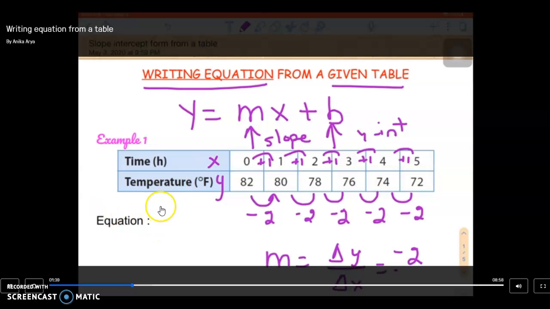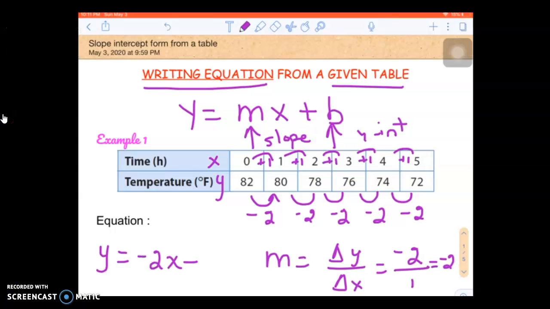Now I know that when a number is over 1, I don't actually have to write that. So to write my whole equation, I would do y equals negative 2x, and my y-intercept is 82.